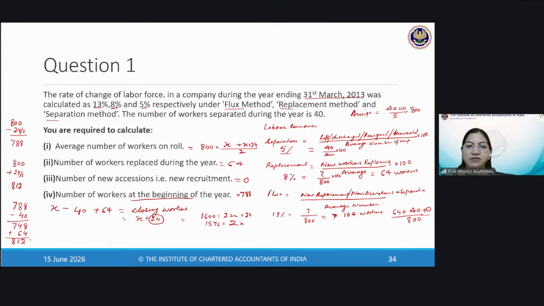Now here, as we could have seen, 13% is equal to 8 plus 5%. This was evident enough to help us understand that in this case, there is no new accession because of expansion or any other reason. Had this been 15%, then I would have said that 2% is accession because of expansion or other reasons, or new accessions, new recruits.